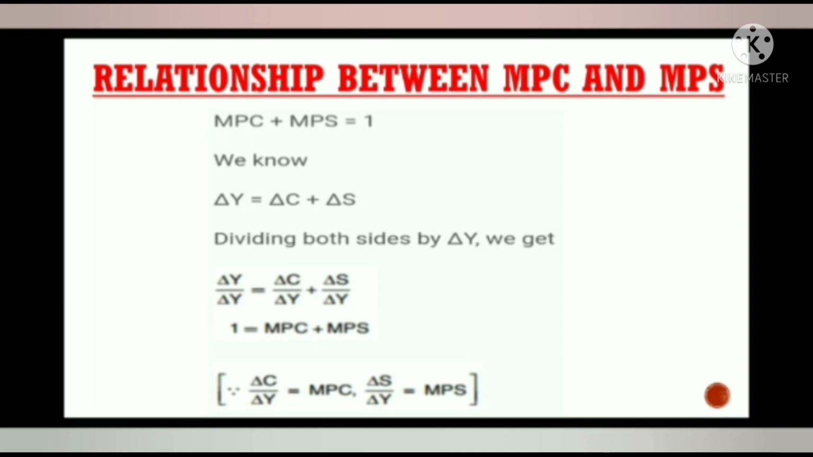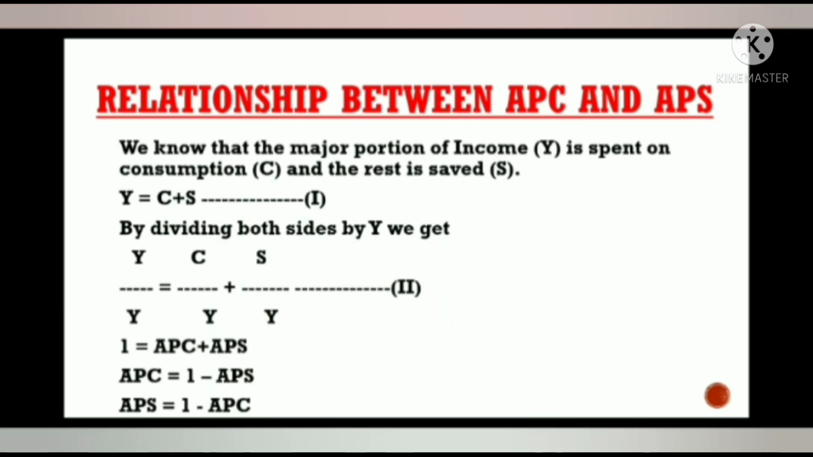Next, relationship between APC and APS. The sum of APC and APS is always equal to 1 because income is either consumed or saved. APC plus APS equal to 1 is algebraically proved below. We know that the major portion of income is spent on consumption and the rest is saved, that is S. So Y equal to C plus S. By dividing both sides by Y, we get Y divided by Y equal to C by Y plus S by Y. So 1 equal to APC plus APS.